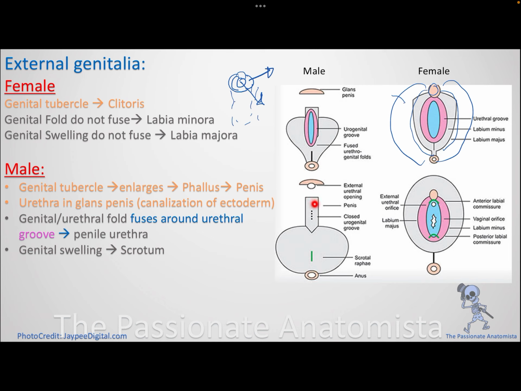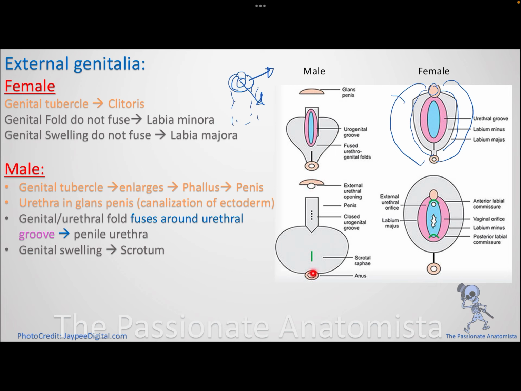But I want you to remember that the urethra in the glans penis, guys, is not endoderm. It's not coming from the cloaca. So it's not endoderm in origin. It's going to come from the canalization of the ectoderm, guys. And it makes sense because anything that is meeting the surface or has a relation with the surface should be ectoderm. Okay, guys, so remember that the urethra in the glans penis is coming from the ectoderm.